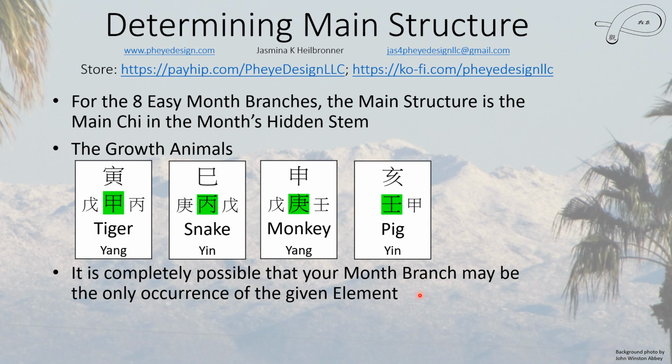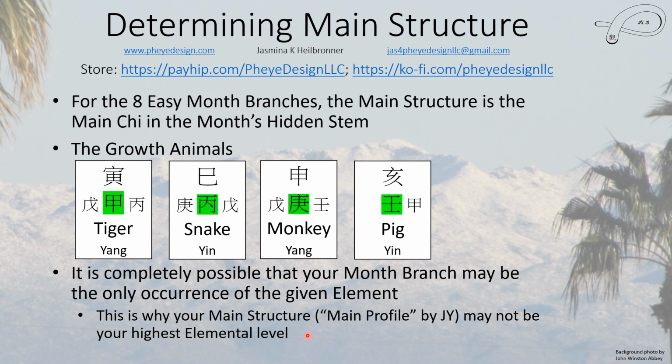Now, it is completely possible that your month branch may be the only occurrence of whatever these animals are. And that's just the way it can be. Not a big deal. But this is one of the reasons why your main structure or main profile, and this can be consistent from group to group, that is method to method, it may not be your highest elemental level. And that may shock some people. And I was wondering about that myself.